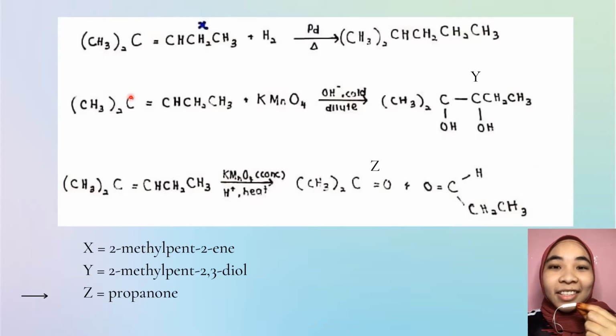We suggest X is 2-methylpentene. When X reacts with hydrogen in the presence of palladium, it will produce 2-methylpentane. When X reacts with basic, cold, and dilute potassium permanganate, it will produce Y, which is 2-methylpentane-2,3-diol. When X reacts with acidic, hot, and concentrated potassium permanganate, it will produce propanone, which is Z. I restate, X is 2-methylpentene, Y is 2-methylpentane-2,3-diol, and Z is propanone.